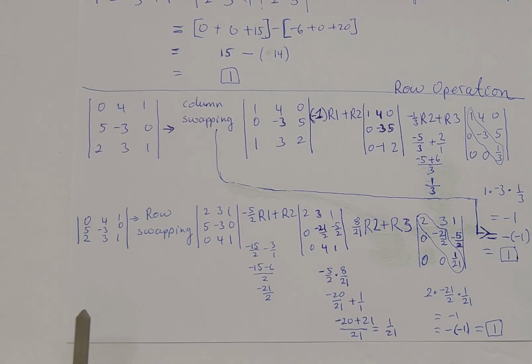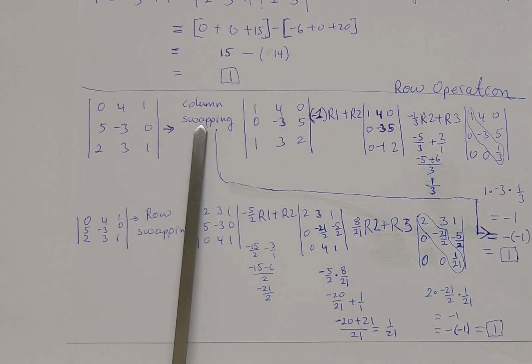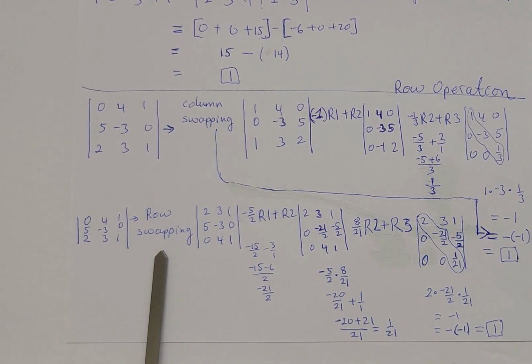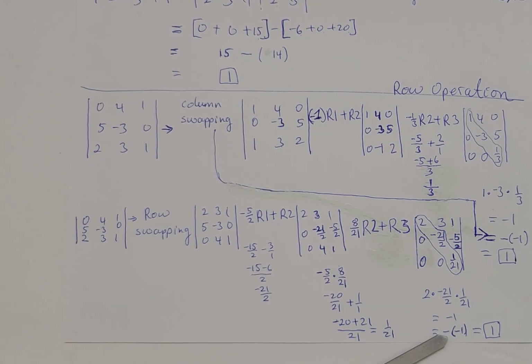However, in the beginning, I did switch the rows. Because I switched the rows, I need to put another negative in. So it now becomes positive 1. One more time. When you do row operations, if you switch columns or switch rows, you need to put another negative in, which I have here.